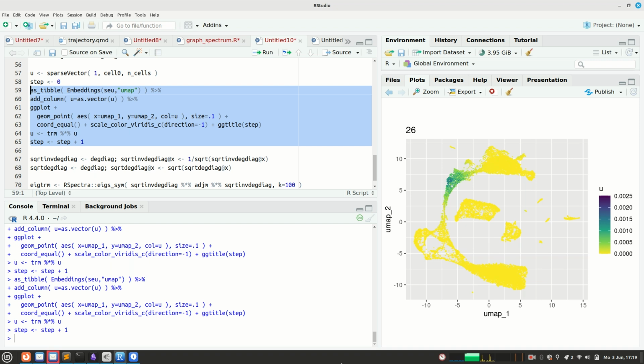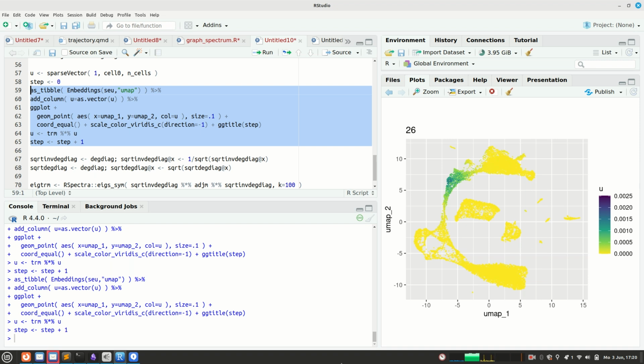where U and Lambda are the eigenvectors and eigenvalues, the eigensystem of D^-1/2 A D^1/2.